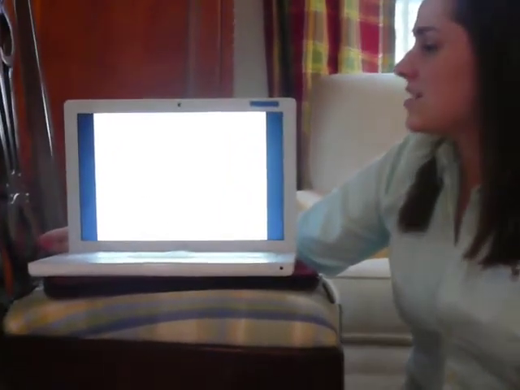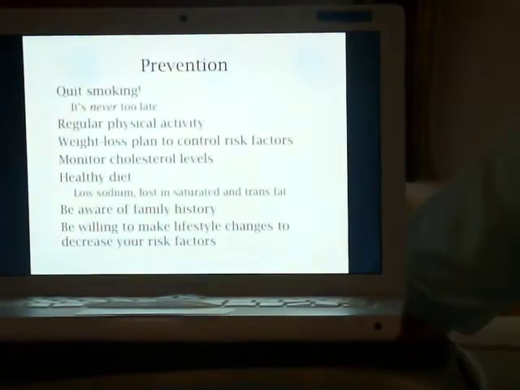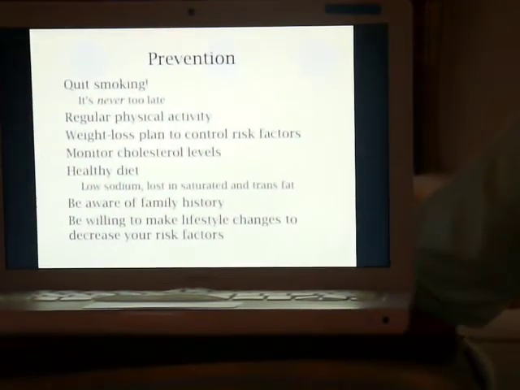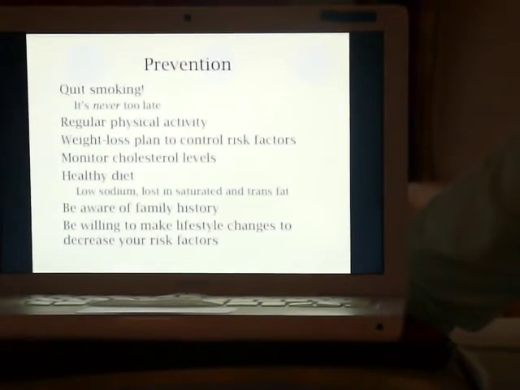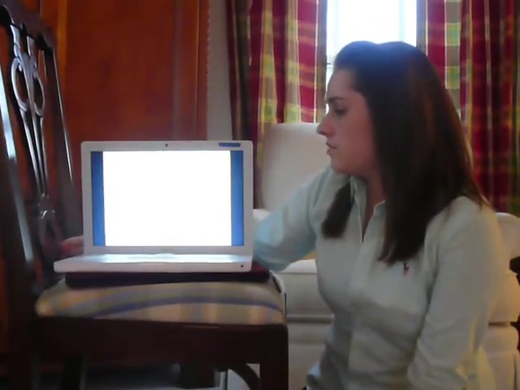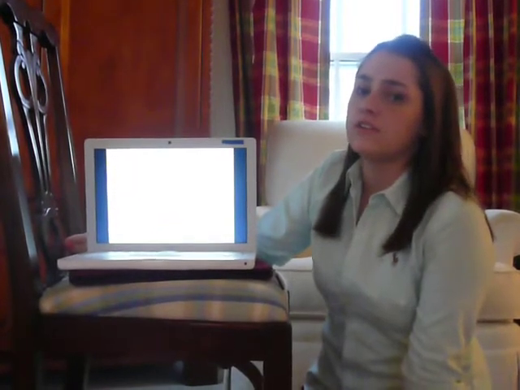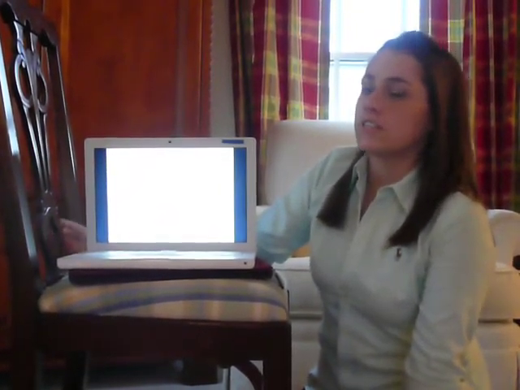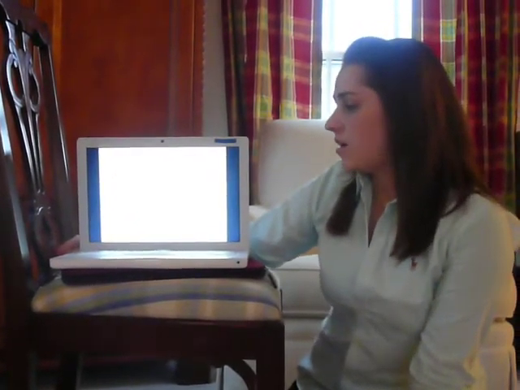Prevention. Quit smoking. It is never too late. Regular physical activity is important. Weight loss plan to control risk factors. Monitoring cholesterol levels is especially important if you're a man over the age of 45 or a woman over the age of 55. A healthy diet is always important. There should be no age indicators whether or not to start or stop having a healthy diet. It's just important to continuously have one.